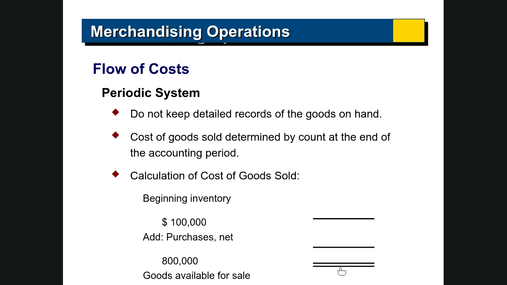Now, the periodic inventory system is very simple. It does not require you to keep any detailed records. The cost of goods sold is calculated at the end. So you have the beginning inventory. You add to that the purchases, and that equals the cost of goods available for sale.